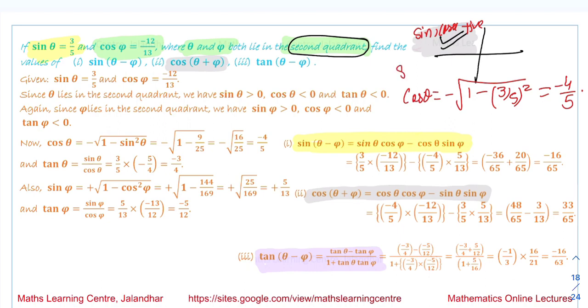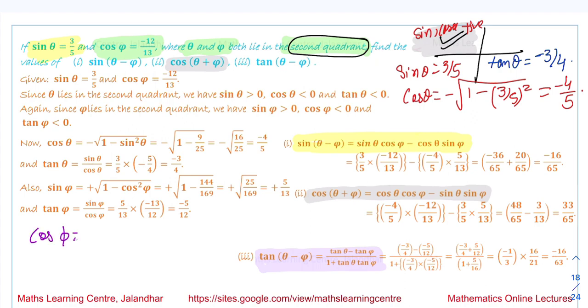Now we have the value of sine theta given, it is 3 by 5. We have calculated the value of cos theta. So the value of tan theta that we will have is equal to minus 3 by 4.